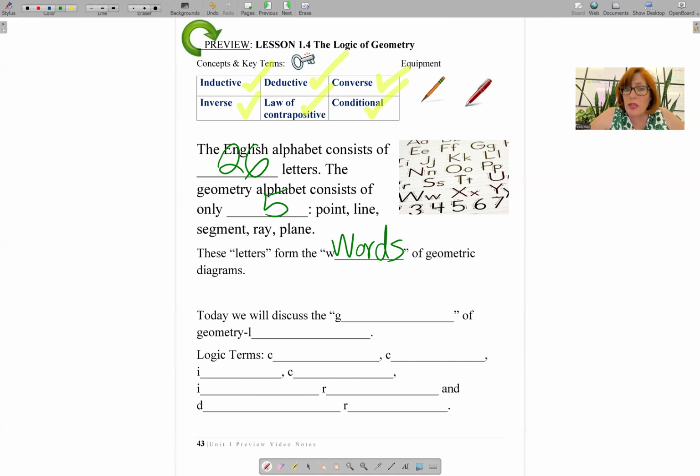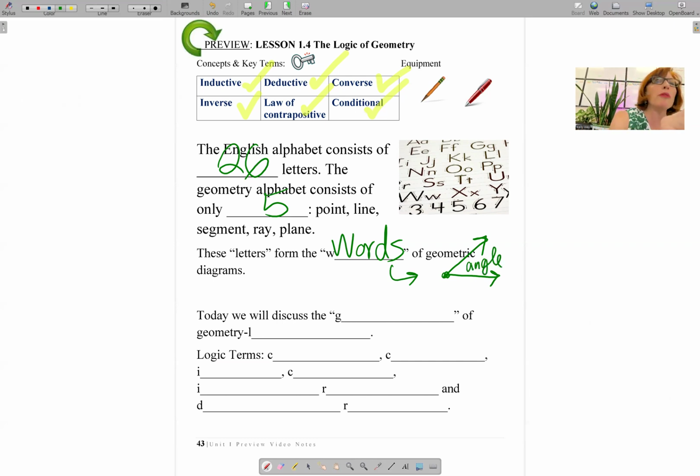So English has 26 letters. The geometry alphabet consists of only 5: point, line goes on forever, segment, piece of a line, ray, half of a line going one direction, plane, any two-dimensional space. That's it. Those are your 5 letters. You put them together, you get words. Your first word was the humble angle, which is 2 rays put together with a common endpoint. That was your first geometry word.